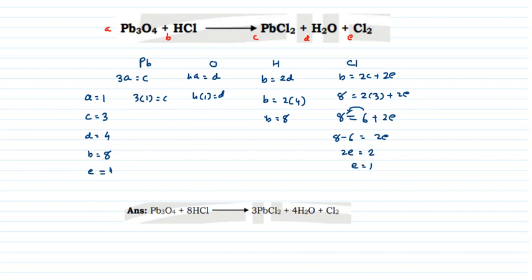Now put A is your 1, so just write down A here. B is 1, sorry, B is your 8, not 1. It is 8 HCl. C is your 3, just write down 3. D is your 4, write down 4. E is your 1. If you don't write 1 it is okay, I am just mentioning it here for your understanding. So now what is your final equation? Pb3O4, 8 HCl, 3 PbCl2, 4 H2O and Cl2.